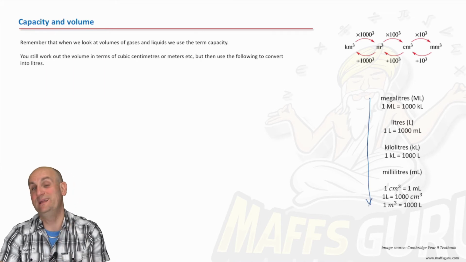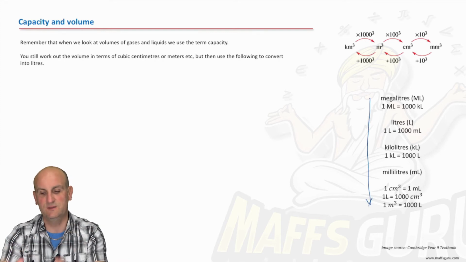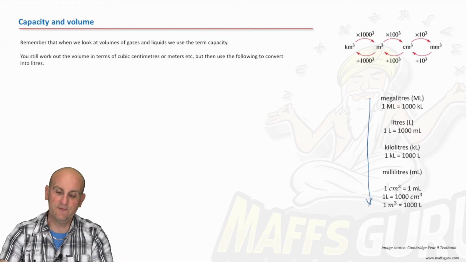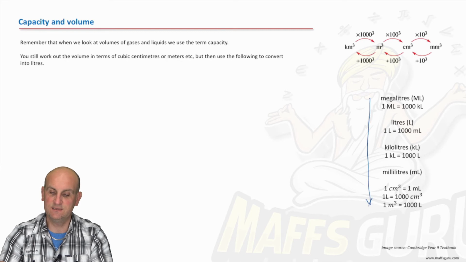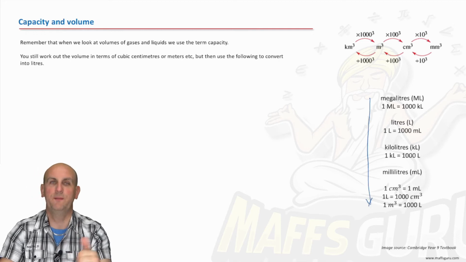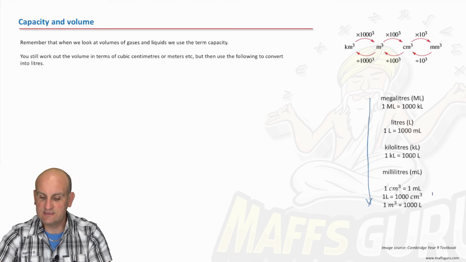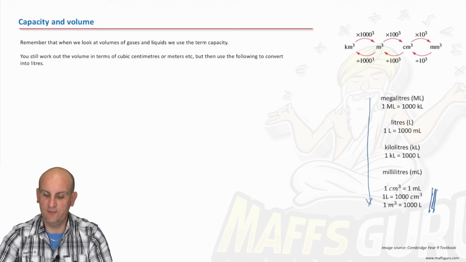I'm not going to explain them to you because it's very much the same as we had before. These are the ones, just cut them out, stick them in your summary book. We have conversions between megaliters, liters, kiloliters, and milliliters. And if you do science, you will have met milliliters probably with pipettes or when you're doing some sort of chemistry type stuff.